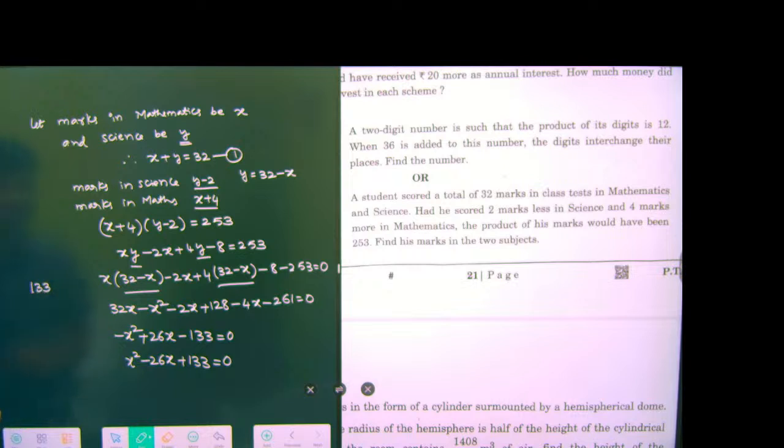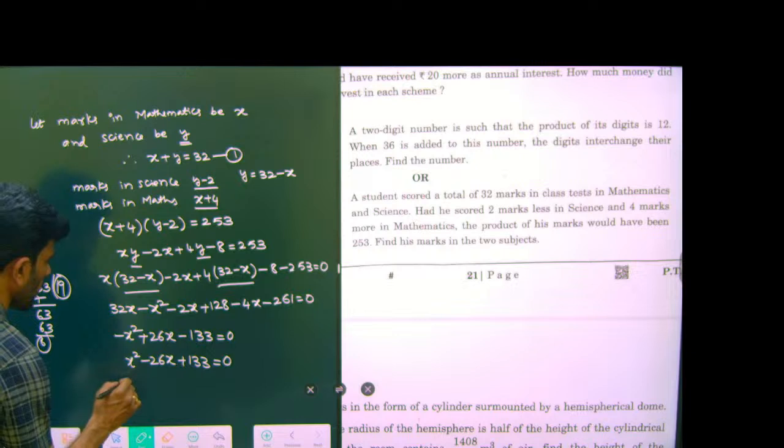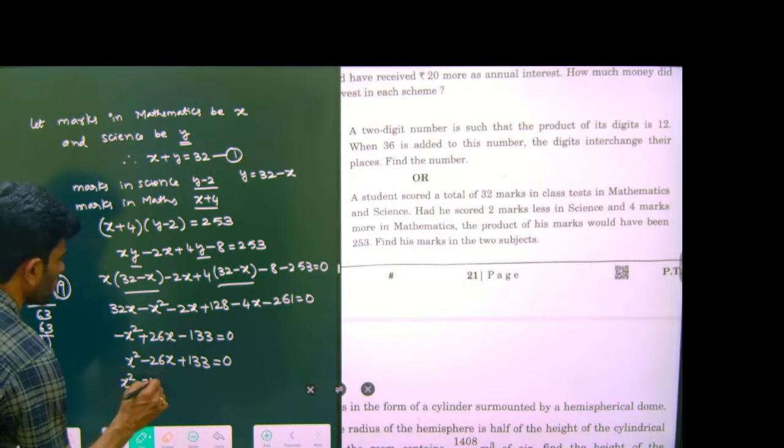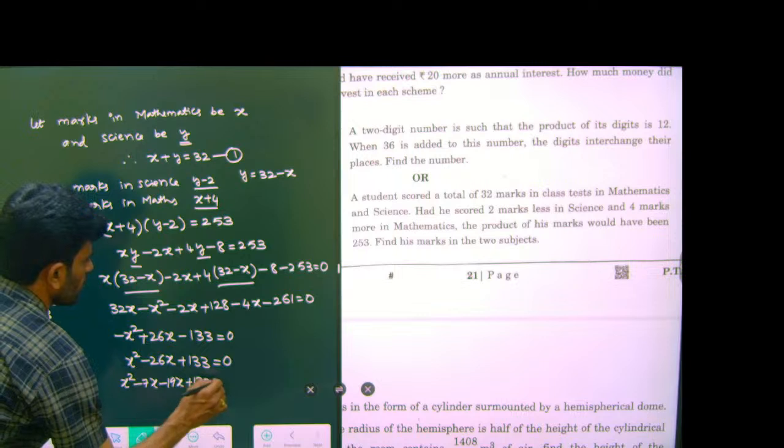133 factors. 133, let us divide this by 7. 7 ones are 7, 7 nines are 63. So what, 19 and 7. 19 plus 7 is 26. So x square minus 7x minus 19x plus 133 is equal to 0.